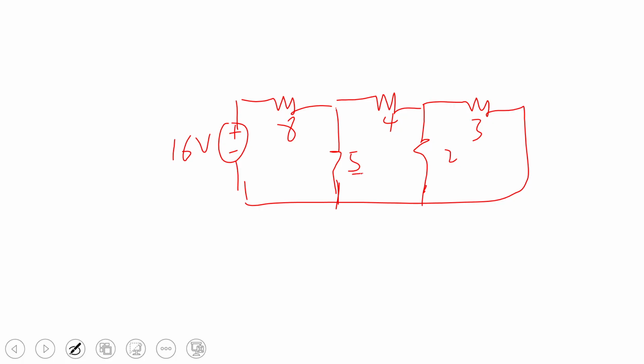Now let's check 5 and 2 whether they are in parallel. If I go through this 5, I'll meet 4 on the way. So they are not in parallel. The fact that they are standing doesn't mean they are in parallel.